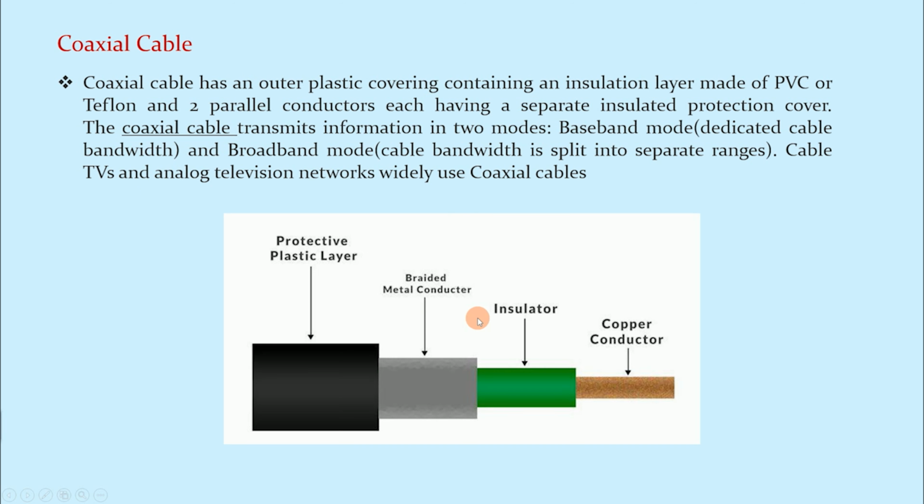Here is the pictorial representation. First is the copper conductor, then insulator, then braided metal conductor, and after that there is a protective plastic layer. So this is the complete coaxial cable.